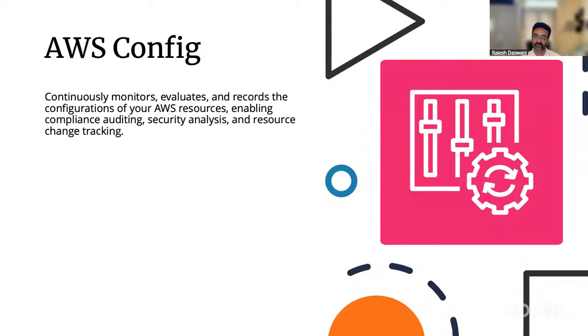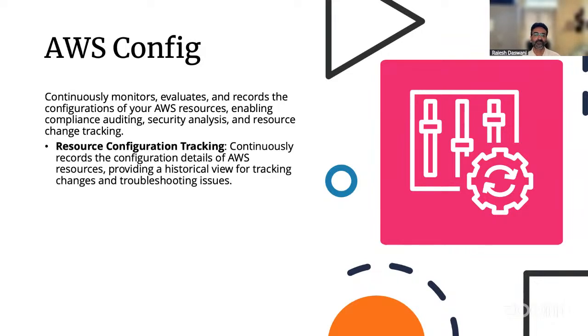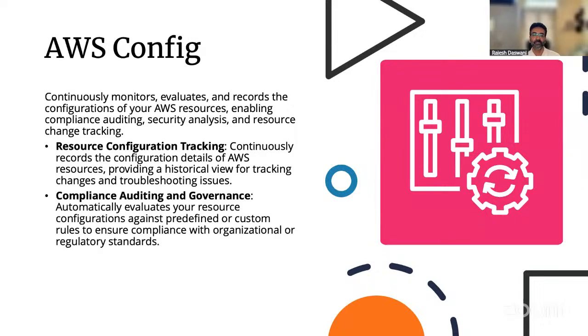Config. Config is a monitoring tool that evaluates and records the configuration of AWS resources, enabling you to do compliance, security analysis, and resource change tracking. So you can use it to continuously record configuration details of AWS resources, provide a historical view of tracking changes, and then use that to troubleshoot any issues. It also allows you to therefore fulfill any compliance or auditing requirements for those configuration changes.